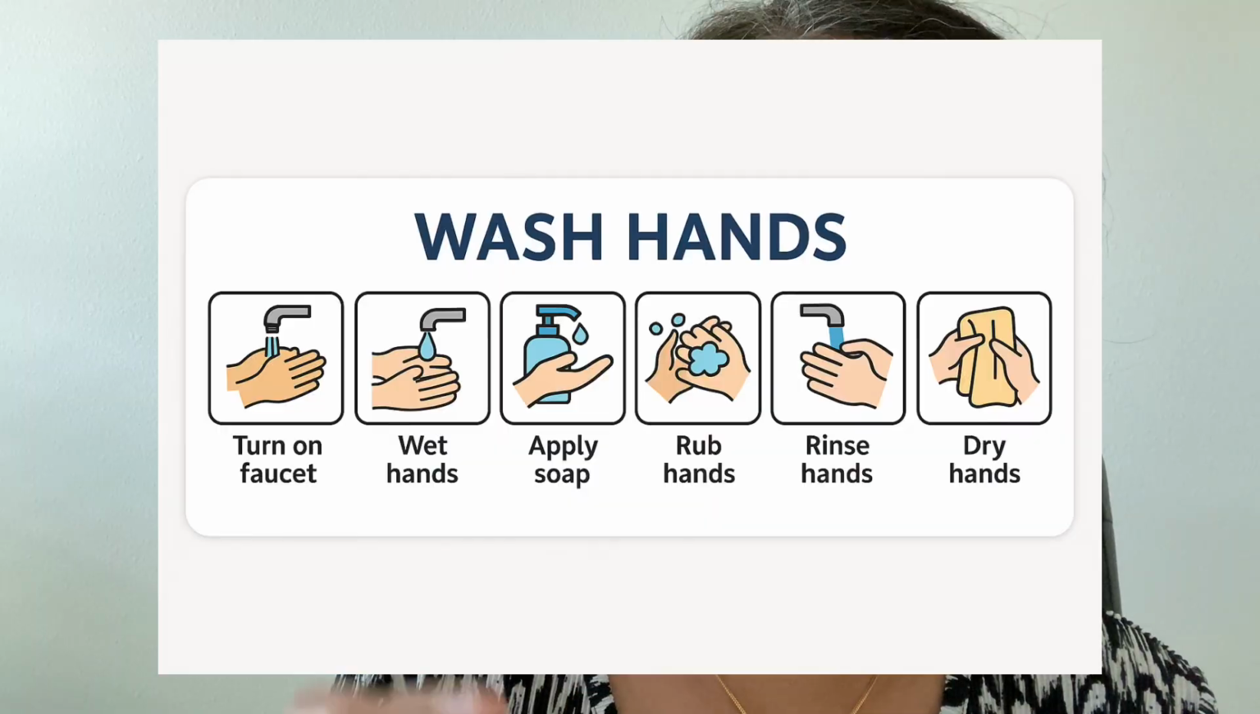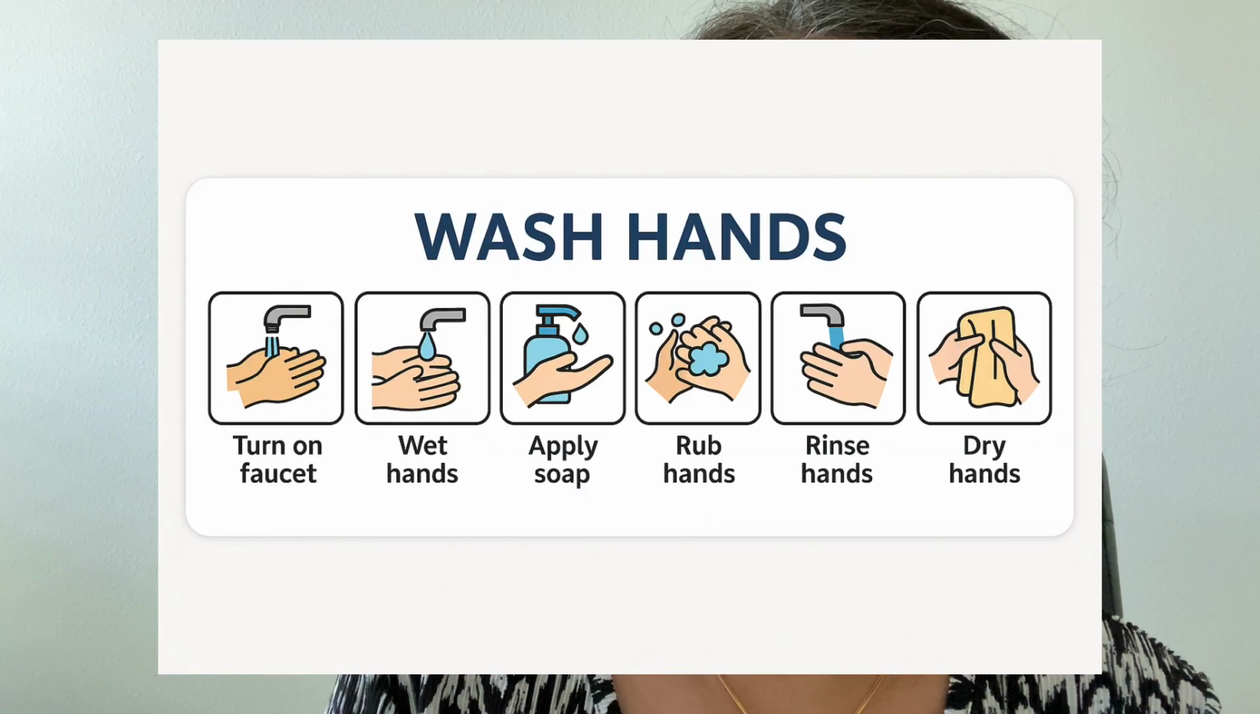The next thing we are going to do is create a visual showing the steps involved in washing hands. Then we will print it, laminate it, and put it in the bathroom where your child is going to wash their hands. Each time they wash their hands, they can look at the visual and follow along with the steps.